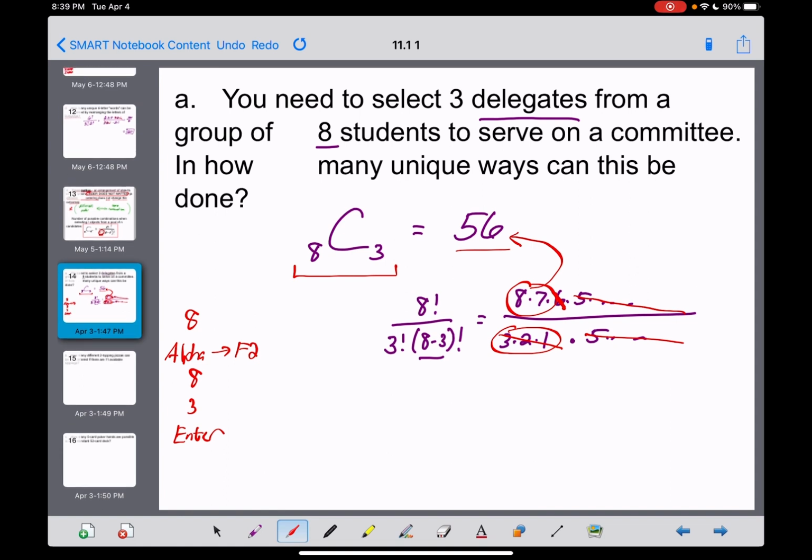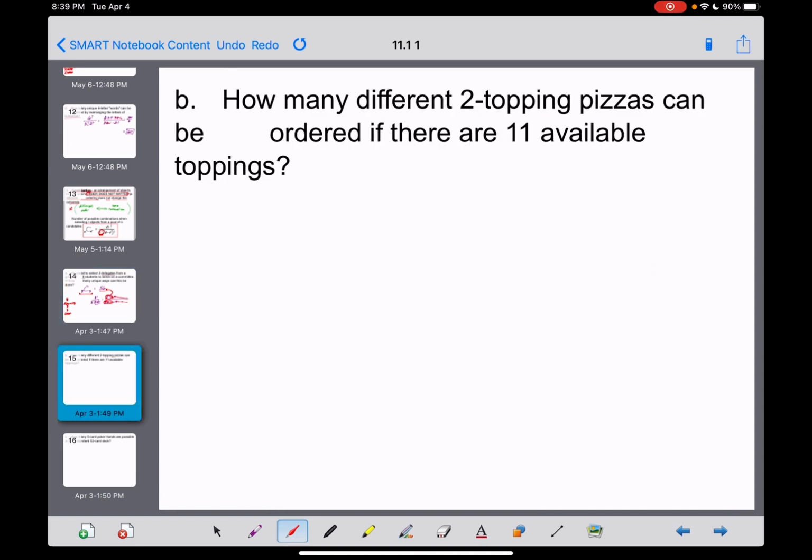All right, my next example is probably my favorite case of combinations as opposed to permutations. How many different 2-topping pizzas can you make if there are 11 available toppings? If you think about the most common toppings people get on pizzas: pepperoni, sausage, and some people are healthy and get vegetables on there, green peppers, onions, jalapenos, mushrooms, stuff like that.